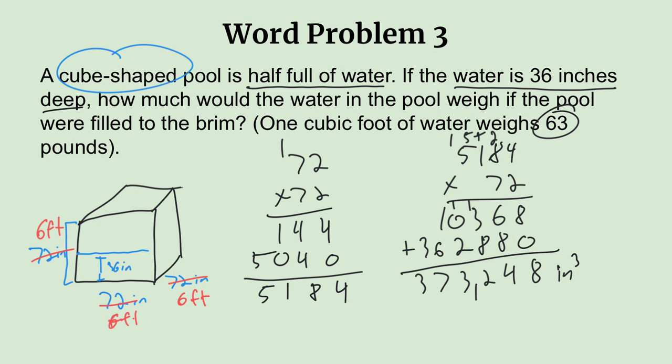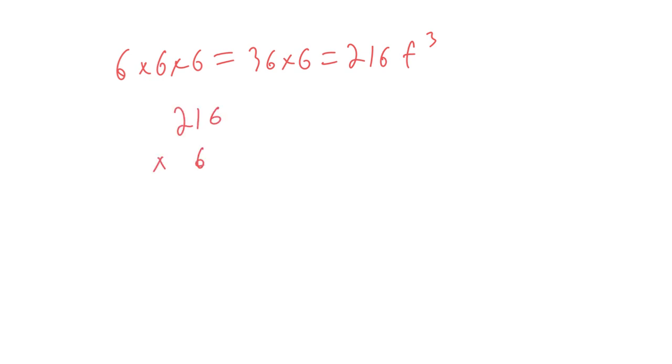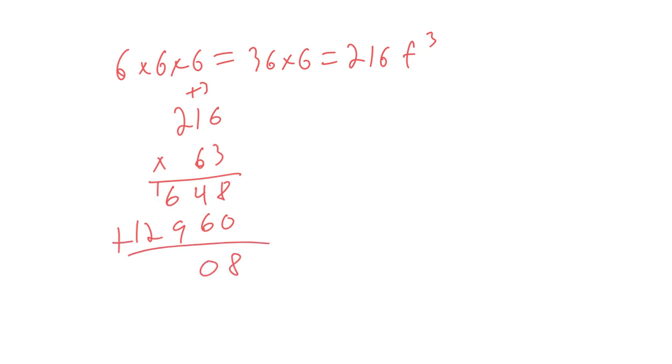The multiplication we just did was fun. So we'll have 6 times 6 times 6, which is 36 times 6, which is 216 feet cubed. And 1 cubic foot was equal to 63 pounds. So 216 times 63. 3 times 6 is 18, 6 times 6 is 36. 6 times 31 plus 3 is 9, 12, 8, 10, 15, 16. So 13,608 pounds is how much that water would weigh.